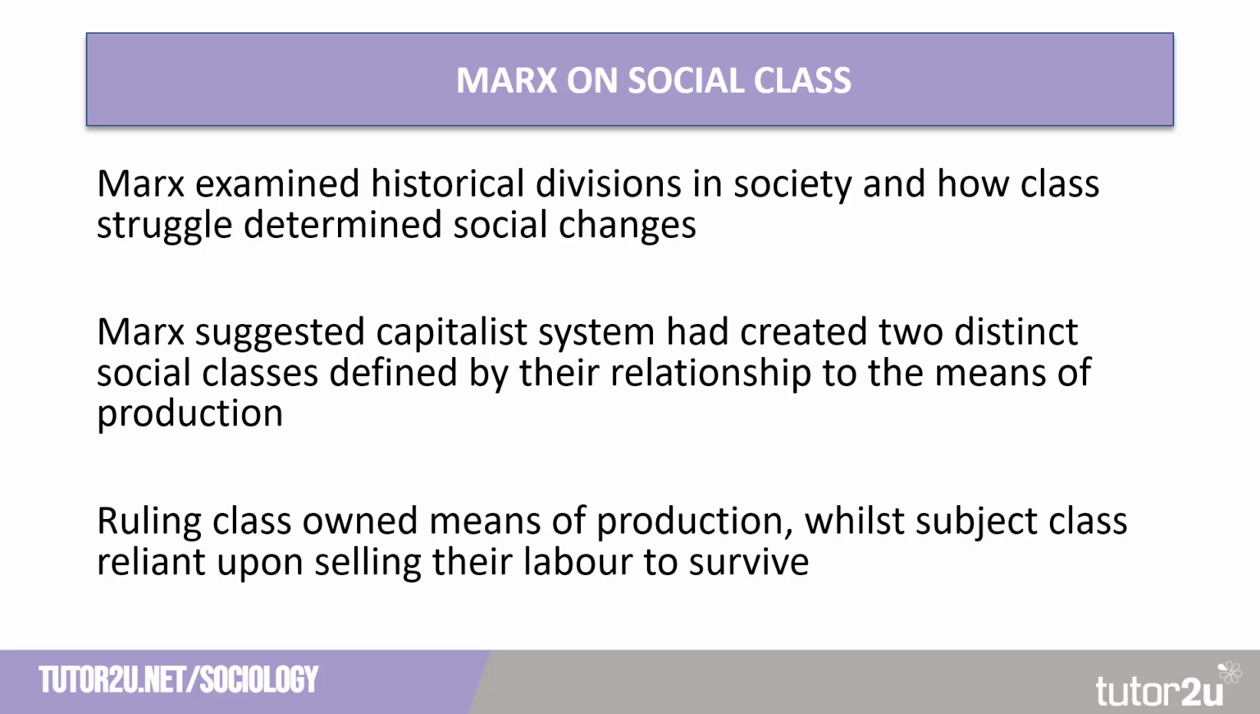According to Marx, in capitalist society there were two competing classes: the ruling class, who owned the means of production, and the subject class, those who had no control over capital, resources and factories, but instead had their labour, their ability to work, and this was sold to the ruling classes in exchange for money, so that they could purchase the goods and services that they had produced.